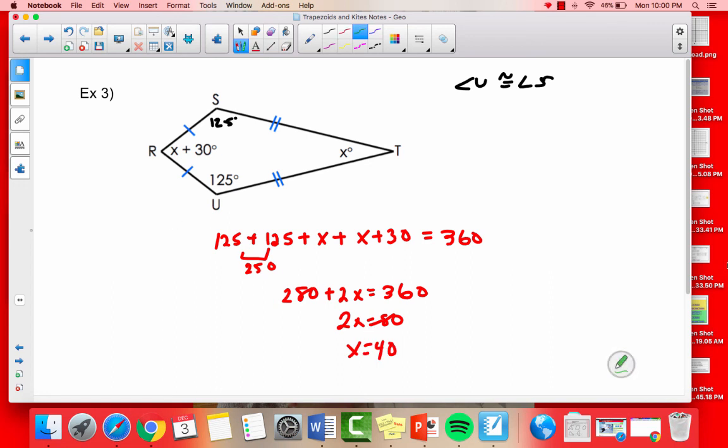So in this case, if I wanted you to find the measure of angle R, then you could plug 40 back in, and you'd find that that equals 70. If I wanted you to find the measure of angle T, then you would say that it's 40 degrees. And of course, if I wanted you to find what x was equal to, 40. And that's it.